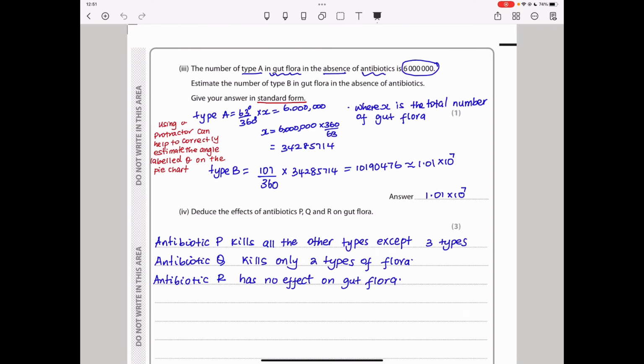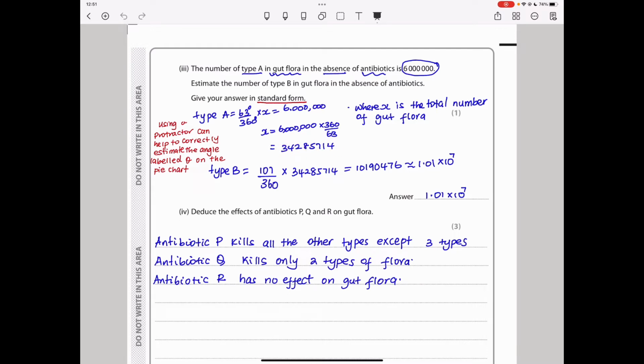And then here I say for 63, the proportion of type A is going to be 63 over 360 times X, where X is the total number of gut flora. So from the total number of gut flora, type A is 63 out of the 360. So 63 over 360 times X should give me 6 million, and then make X the subject, giving me this value here. And then, so this is the total number of all the gut flora present.